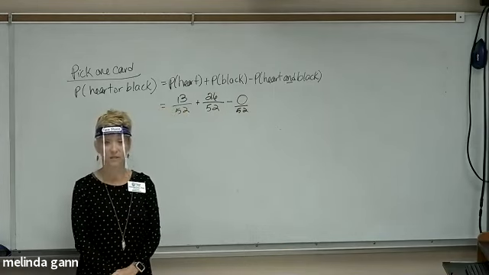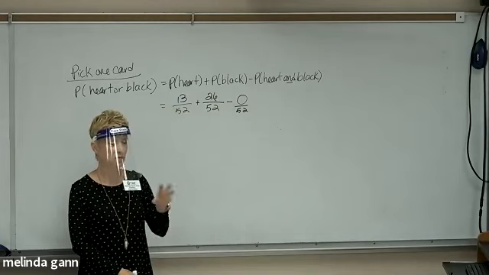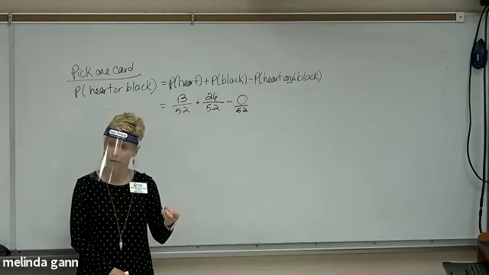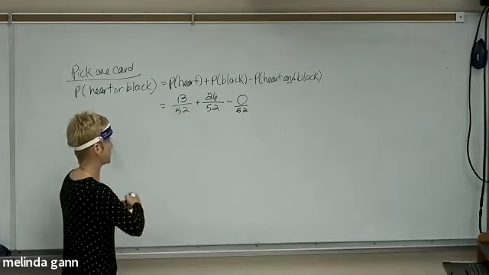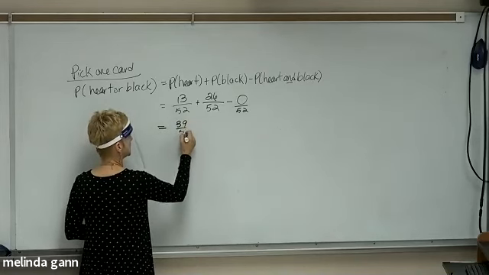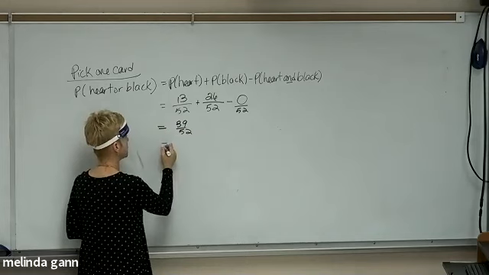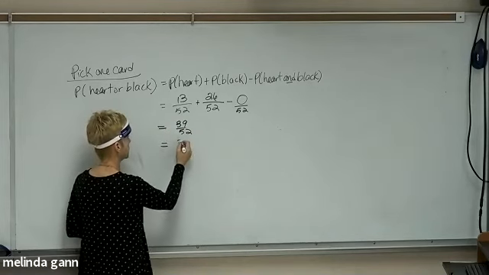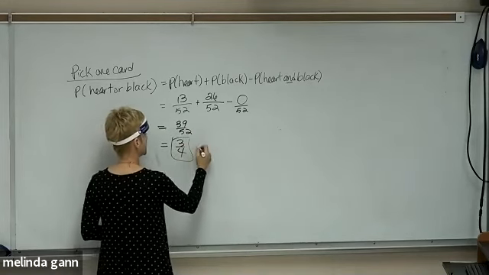There are not any cards that are heart and black at the same time because the hearts are what color? Red. Now, there's going to be a special name for that I'm going to talk about in a second. So I get what? 39 out of 52? So what did you get for your answer? 3/4. Again, if you like decimals, you can get 0.75.